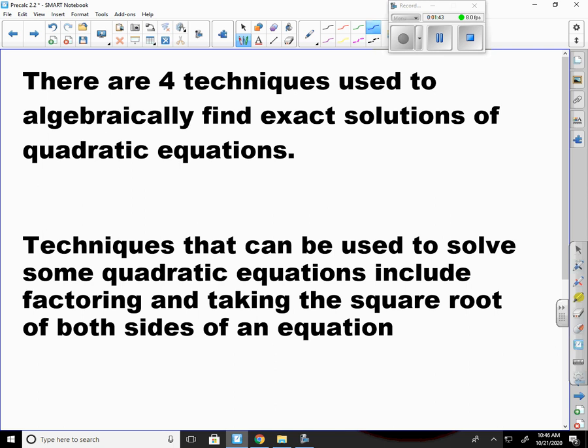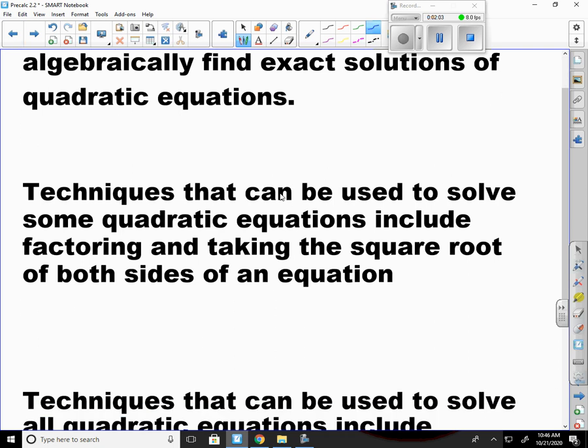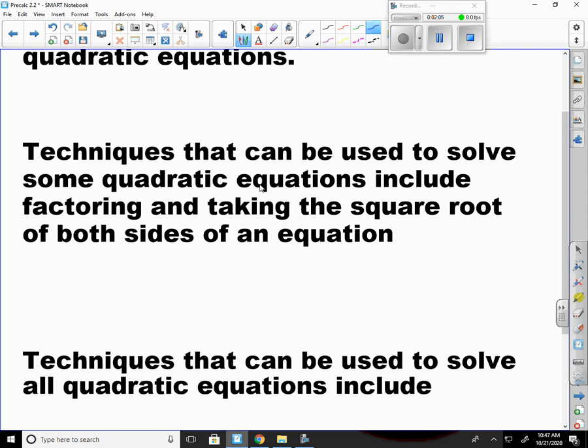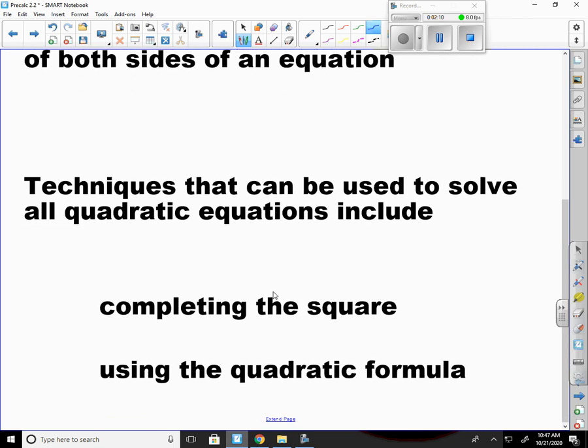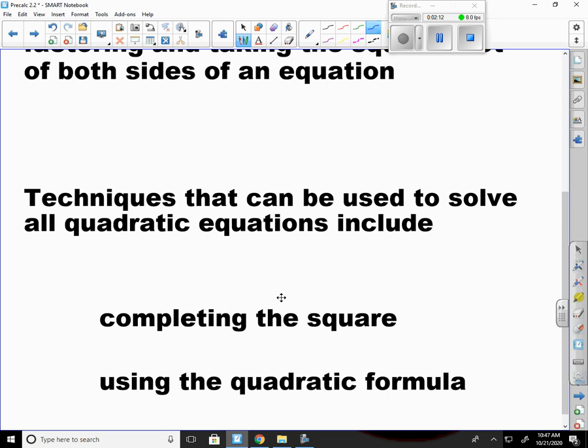The reason that this is such a long section is because there are 4 techniques used to algebraically find exact solutions of quadratic equations. So techniques that can be used to solve some quadratic equations include factoring, taking the square root of both sides of an equation, and that's really what we're going to get into today. Additionally, we can do completing the square and using the quadratic formula.